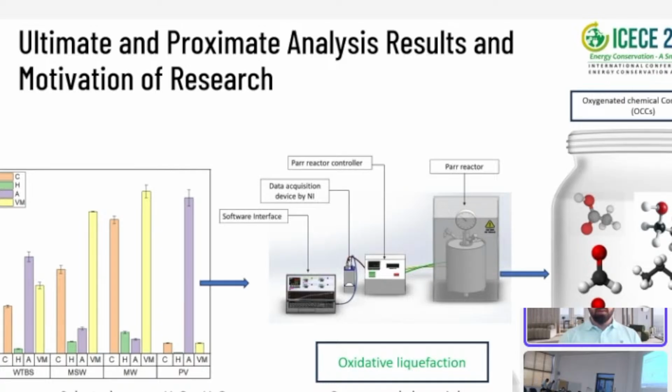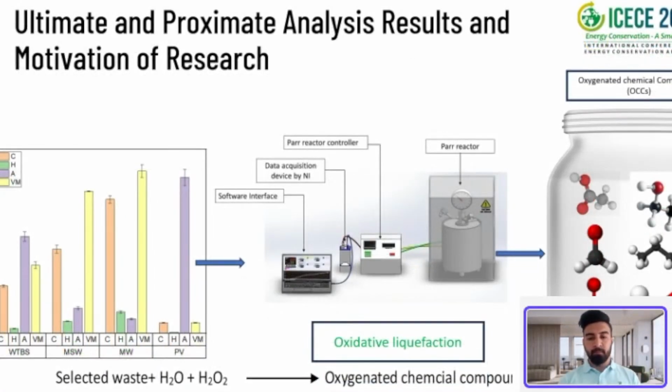So, very briefly about oxidative liquefaction. In oxidative liquefaction, we are mixing the selected waste, mostly wind turbine blades or PV panels, with water and hydrogen peroxide. We are providing sufficient temperature and pressure, and at the end of the process, we are definitely expecting some solid residues, because all of this waste can't be converted to secondary compounds. We still have some residues left, and we are expecting to get some oxygenated chemical compounds.